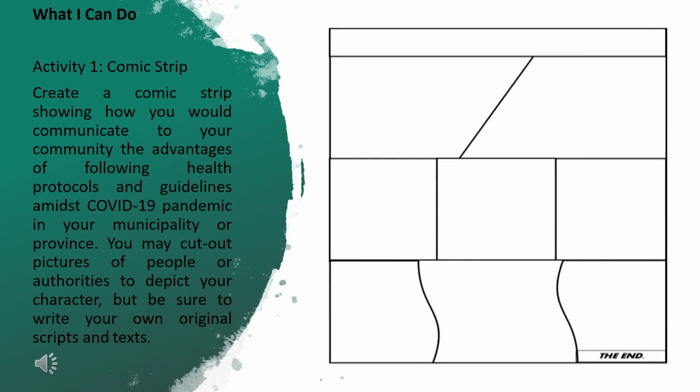We are now on What I Can Do. Activity 1, Comic Strip. Create a comic strip showing how you would communicate to your community the advantages of following health protocols and guidelines amidst the COVID-19 pandemic in your municipality or province. You may cut out pictures of people or authorities to depict your character, but be sure to write your own original scripts and text. So for this, again, visit our Google Classroom, but you may follow this one-page comic strip, okay?